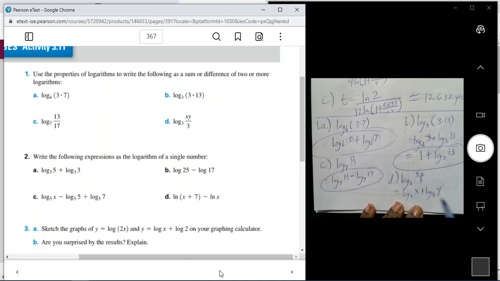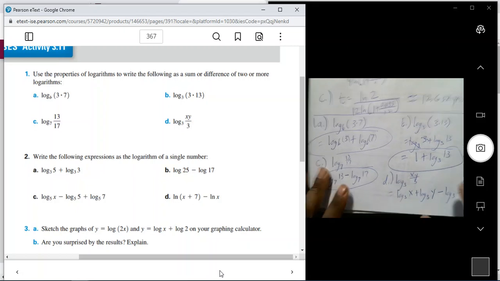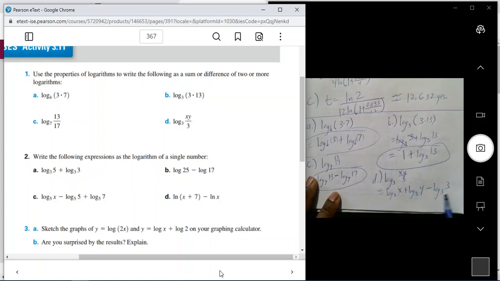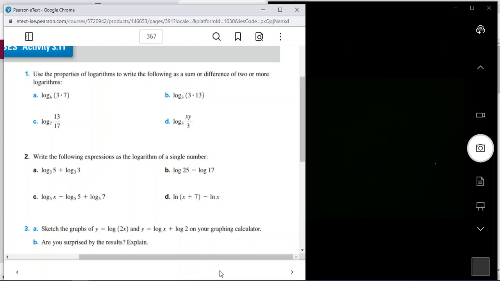Now your denominator is a 3 here, right? So it'll be minus log base 3 of 3. Now the problem is, like we did in B, log base 3 of 3 gives us 1. So this will become log base 3 of x plus log base 3 of y minus 1. And that will be your final answer. Okay, now that took care of problem number 1.